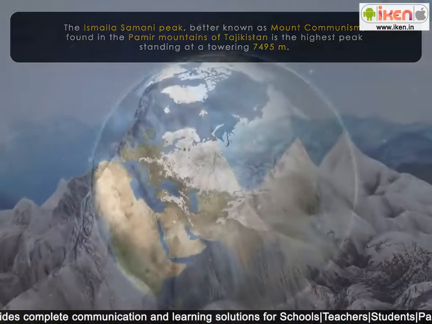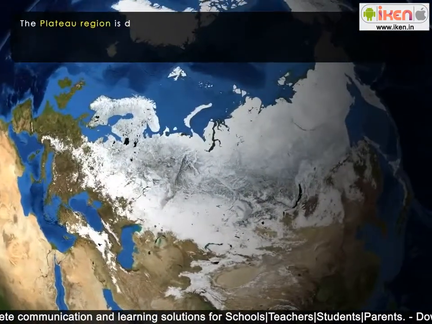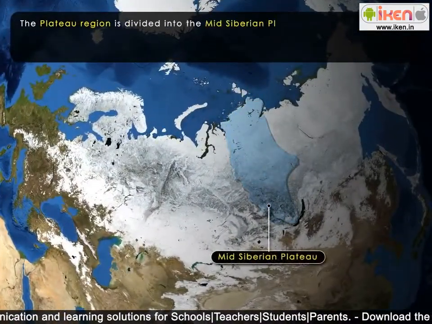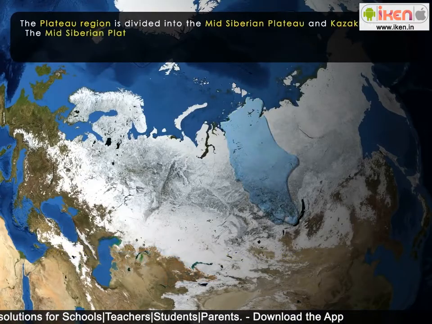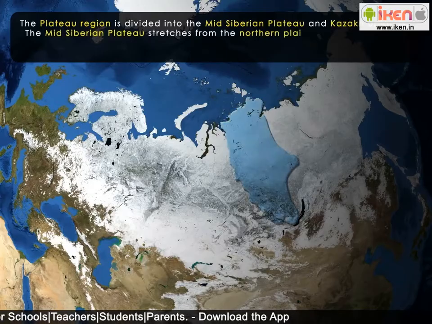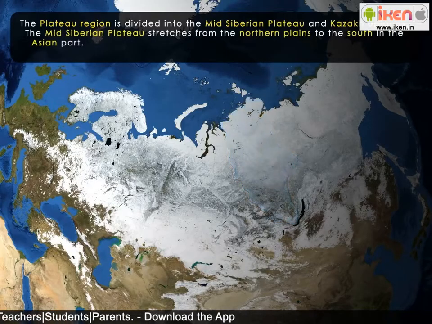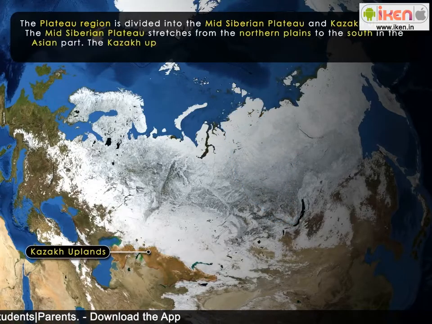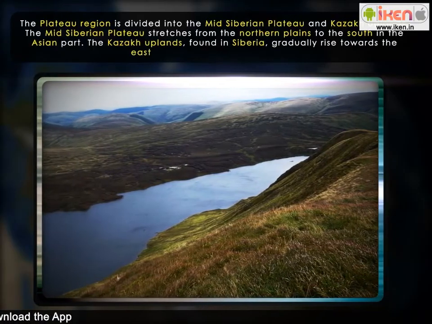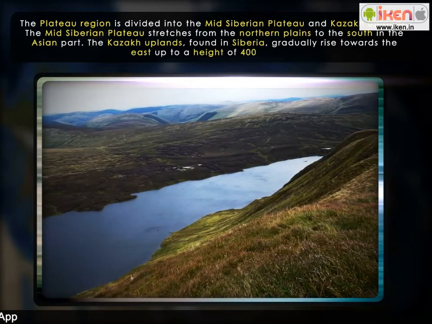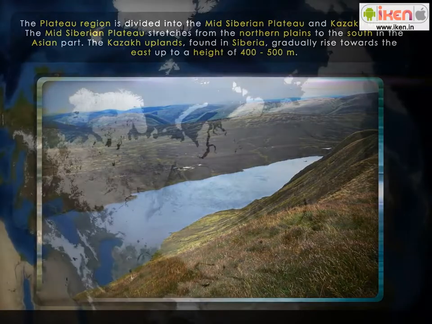7,495 meters. The plateau region is divided into the Mid-Siberian Plateau and Kazakh uplands. The Mid-Siberian Plateau stretches from the northern plains to the south in the Asian part. The Kazakh uplands, found in Siberia, gradually rise towards the east up to a height of 400 to 500 meters.